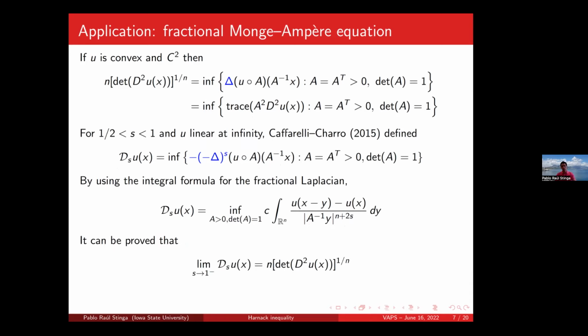And they prove that when S goes to 1, you recover the determinant to the 1 over n. Okay. So they take this operator, they study some properties, the Dirichlet problem, the Poisson problem, and so on. One aspect of this is that it doesn't fall in the by now classical theory of Caffarelli-Silvestre, because the operator is the general elliptic, right?